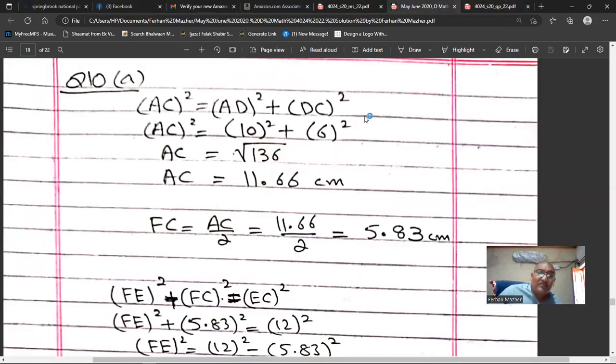It's a 4-mark question. So the AC square is equal to AD square plus the DC square. AC square will be 10 square plus 6 square. So the AC is square root of 136.